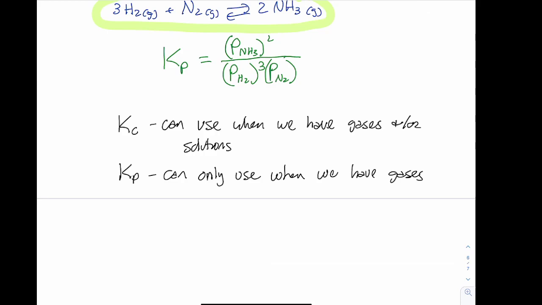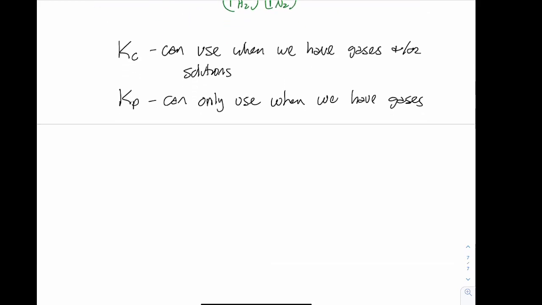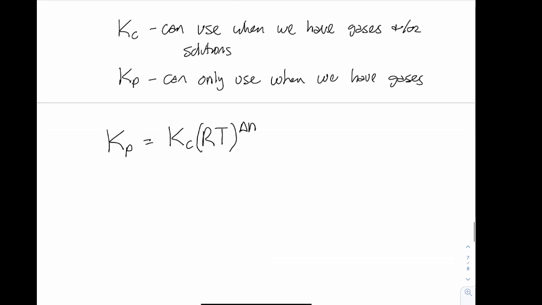We do have an equation that relates Kp to Kc. So if you know Kp, you can calculate Kc or vice versa. And our equation for that is that Kp is equal to Kc multiplied by R, which is our gas constant, times T, which is our temperature, right? It's a capital T. And then RT is raised to the delta N, which I will define here in a second for you.